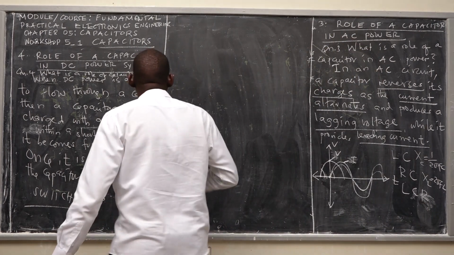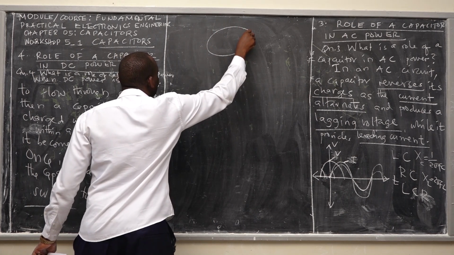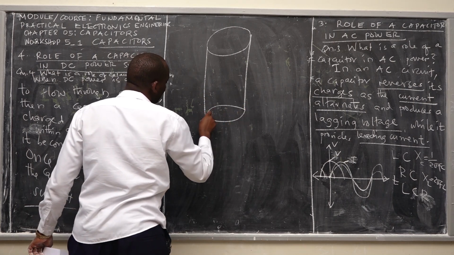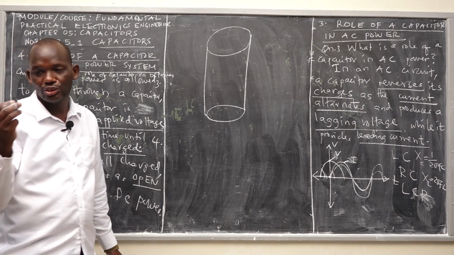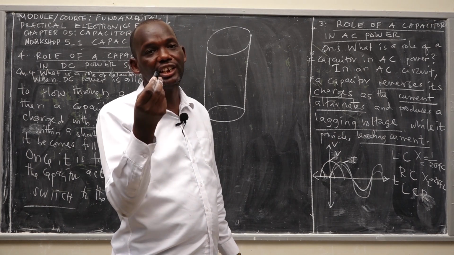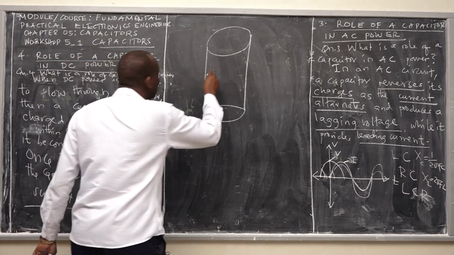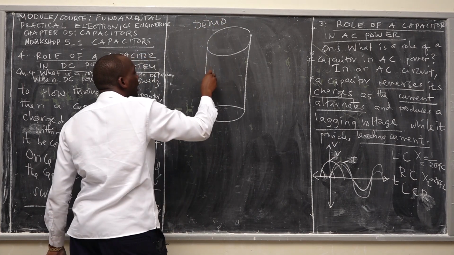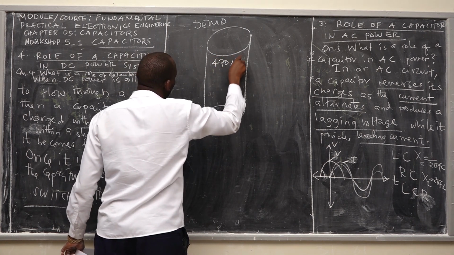Let me clarify this concept, then we move on. Let us take consideration of an electrolytic capacitor. Say electrolytic capacitor. So, let us take an example of this one. This electrolytic capacitor has a capacitance of 470 microfarad and a voltage rating of 63 volt. So this is the demo or clarification. Its capacitance is 470 microfarad.